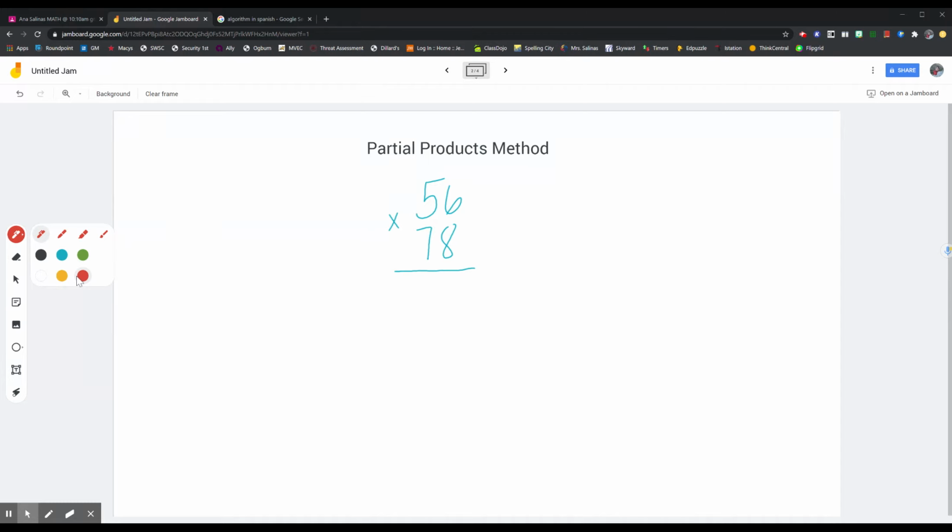So we will start, as always, with the number in the ones place. So I'm going to multiply 8 times the number on top, which is also in the ones place, so it's a 6. 8 times 6 is 48. Then I'm going to multiply 8 again, which is in the ones place, times the 5 on top. Now the 5 on top is actually in the tens place, so it doesn't represent a 5, it represents a 50. 8 times 5 is 40, don't forget to add the 0, so I get 400.